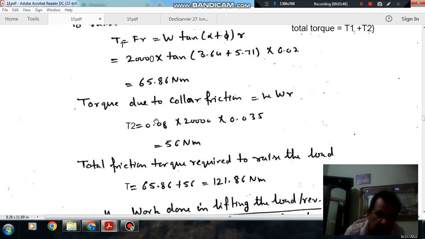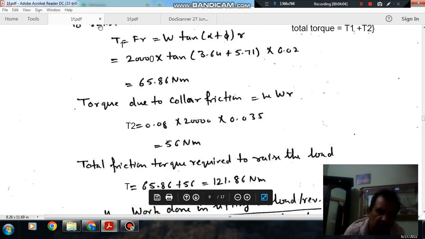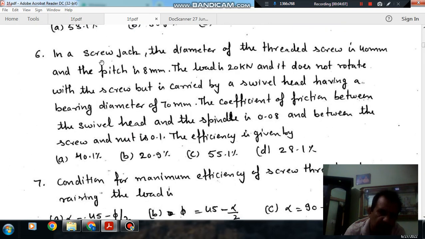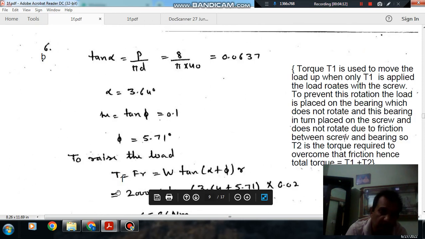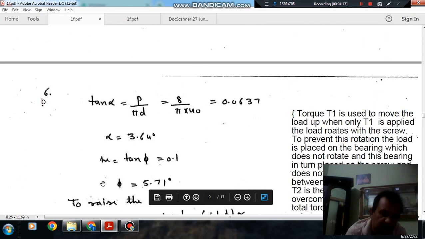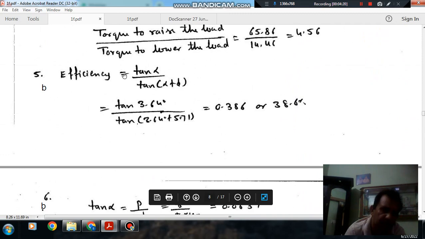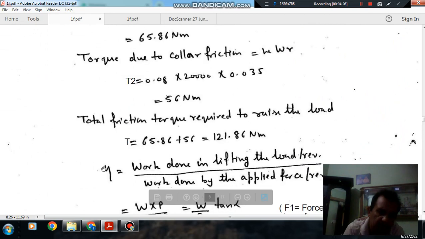That is the torque required to overcome friction, and that is the torque required to raise the load without rotation. So the total torque required is T1 plus T2, which is 121.86 Newton meter. Now in this question we have to calculate the efficiency. Because there is a bearing, we cannot use the usual formula, since here the rotation of the load is prevented. So we will go step by step to calculate this efficiency.